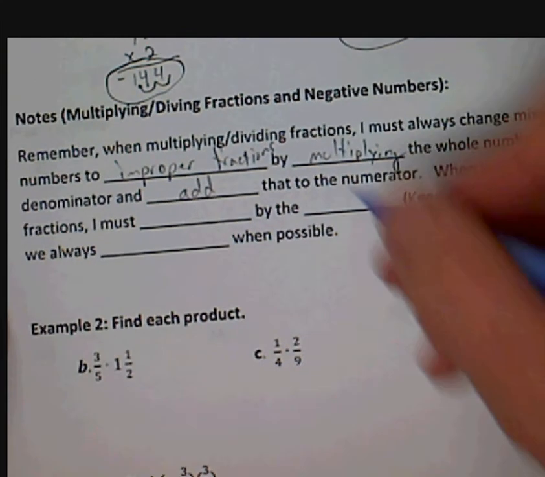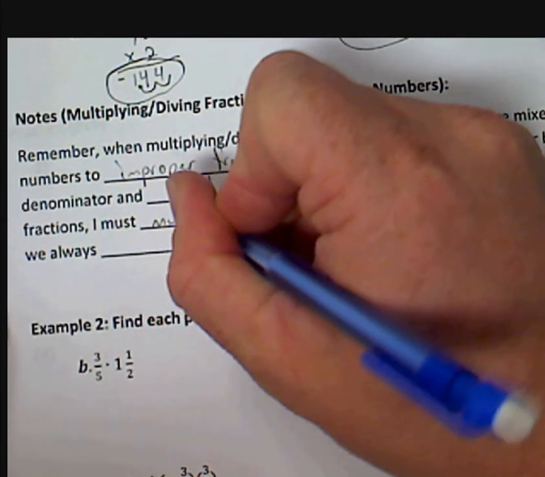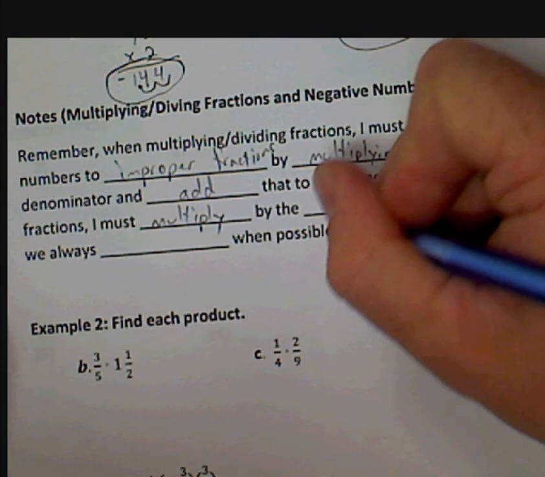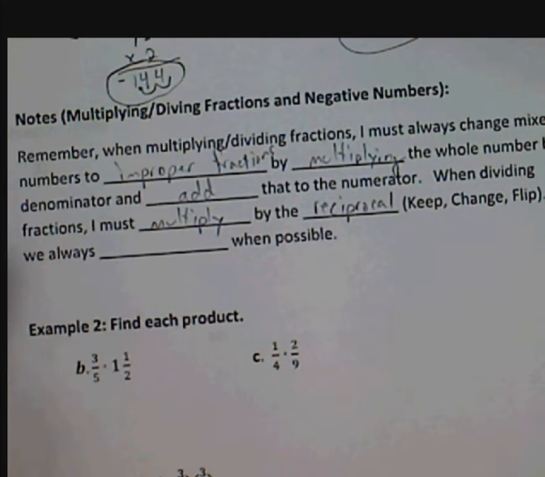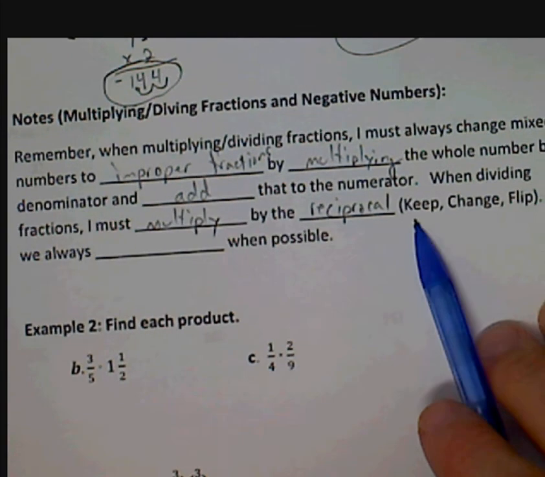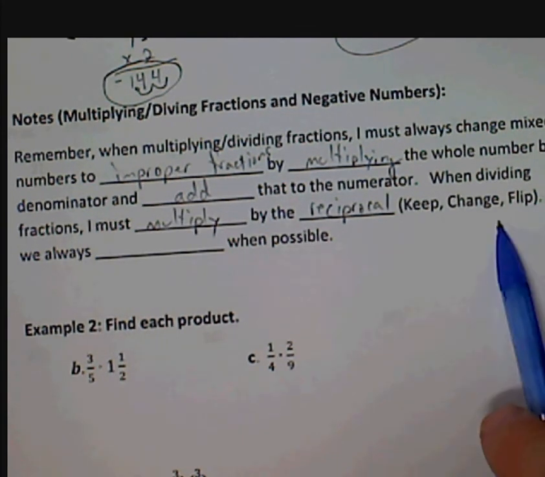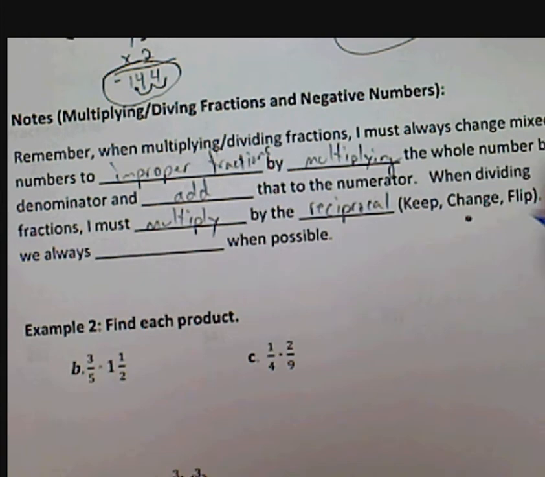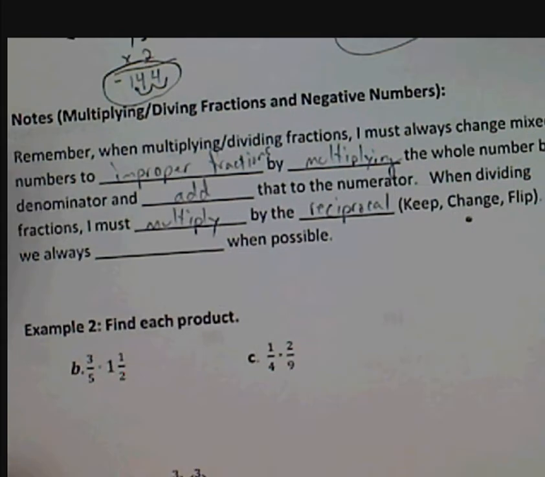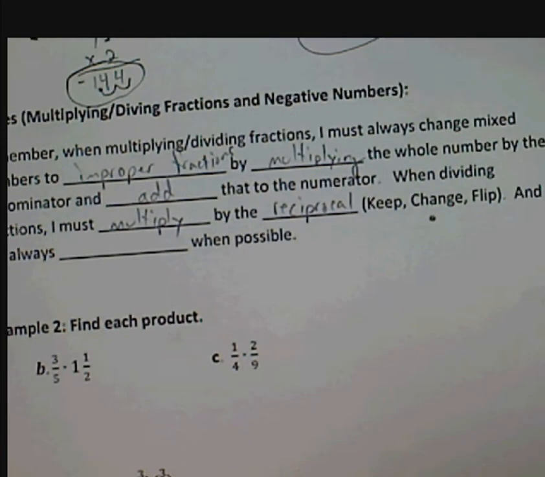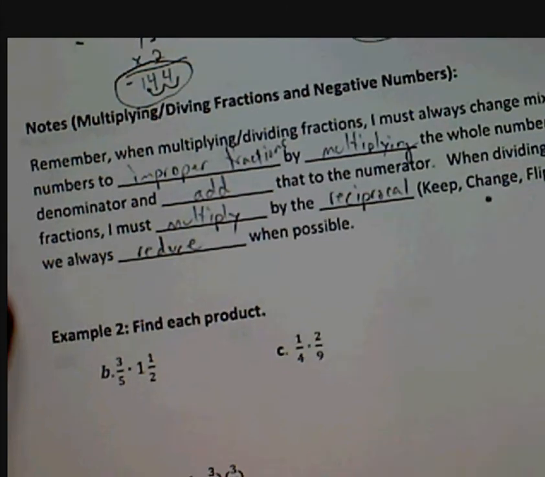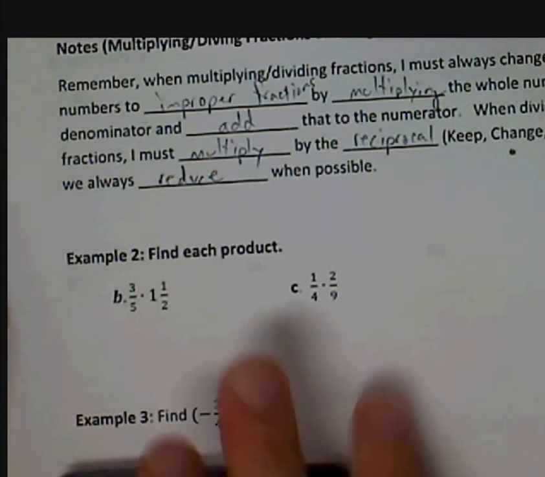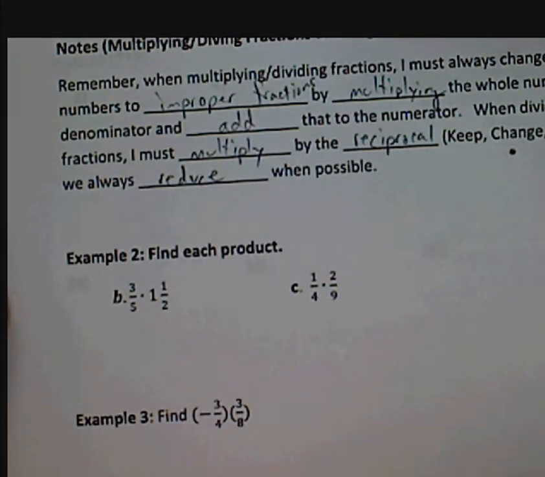When dividing fractions, I must multiply by the reciprocal. What I just taught you, the reciprocal. So we actually flip. That's why we taught you to keep, change, flip, because we actually multiply by the reciprocal. We're going to flip that. And we always reduce when possible.